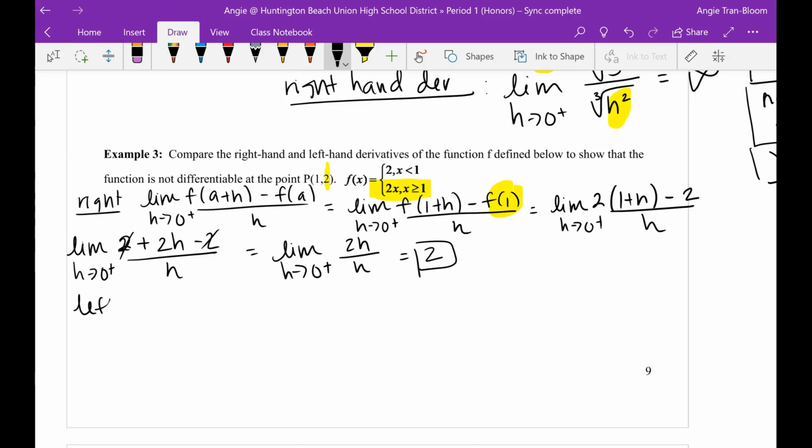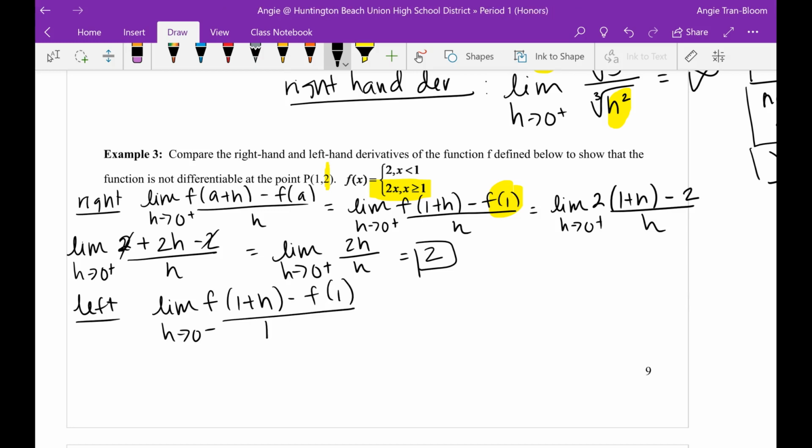Now I'm going to do the same thing for the left hand derivative. I'm not going to write the formula anymore, but I will start with the limit as h approaches 0 from the left of f of 1 plus h minus f of 1 all over h. Again, this is the left hand derivative, so I'm going to be picking just 2. What f of 1 plus h is doesn't matter, whatever it is, it doesn't matter what the x location is. This piece right here is always going to give me an output of 2.